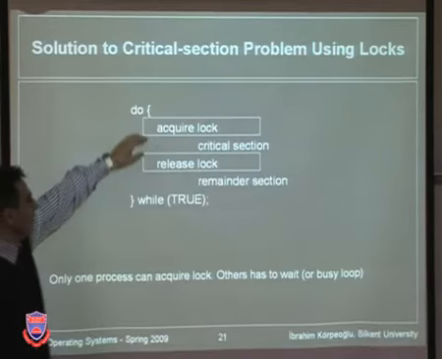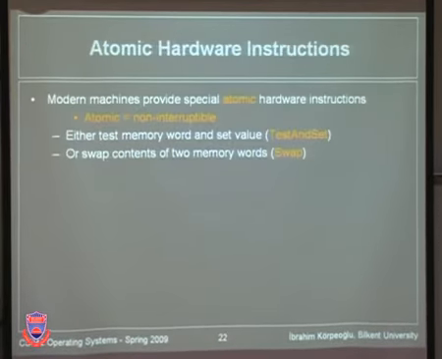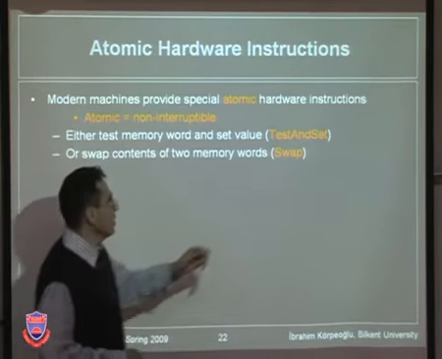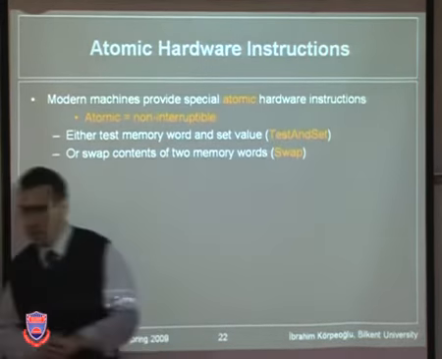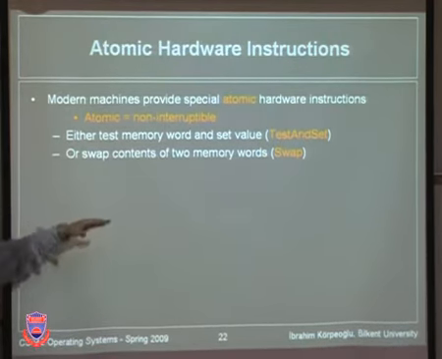So how can we implement these acquire lock and release lock sections? This is the question, and we will see the implementation of those sections with hardware instructions now. Modern hardware machines provide special atomic hardware instructions that do more than just, for example, moving a value from a memory location to a register, or more than just incrementing a value. Two instructions we will discuss. One is the test memory word and set value instruction. We call it the test and set instruction. The other is the swap contents of two memory words instruction, the swap instruction.